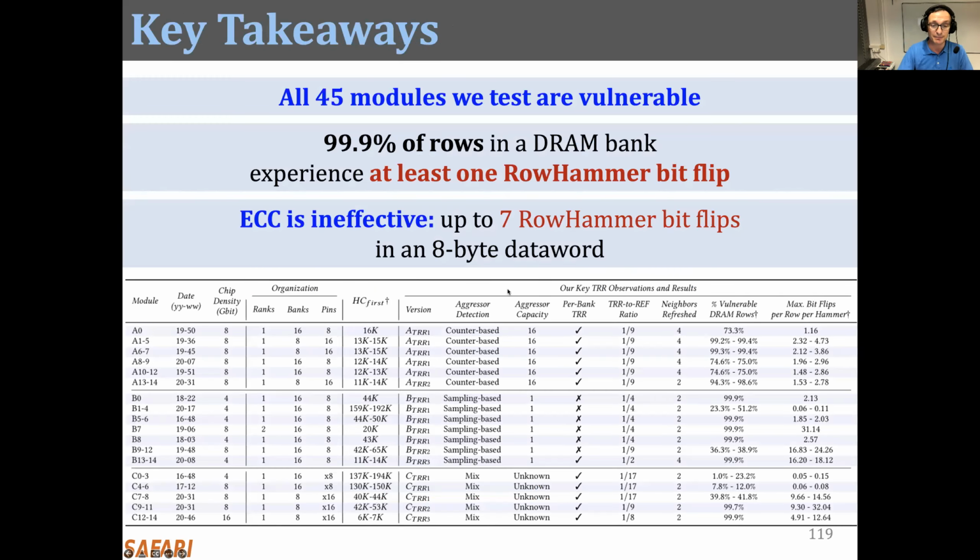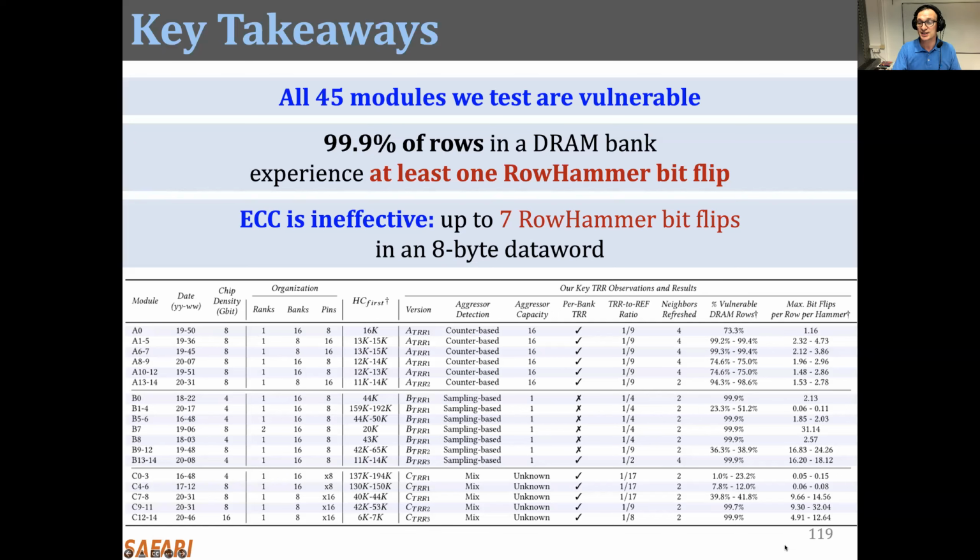This is an interesting table. Basically, this is based on our reverse engineering. You can see that these are different vendors, and they have different aggressor detection mechanisms. They either count the number of hammers, for example. They either do sampling, random sampling, for example. They have a mix. The capacity of the tables are different, as you can see. Some of them are per bank, some of them are per rank. And the different refresh ratios, at what frequency do they issue these RowHammer refreshes compared to periodic refreshes, are also different. And the number of neighbors that are refreshed compared to an aggressor row are also different.